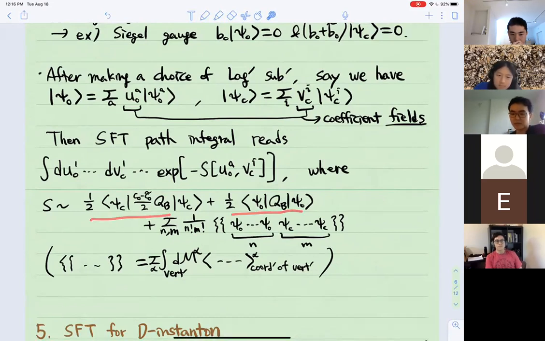The action must have a kinetic term. So how do you determine the kinetic term? Well, one way is that when you vary it, you want to get free equations of motion. And the free equations of motion are nothing but the cubic closeness condition. So that's the reason why the kinetic term has this cubic structure.